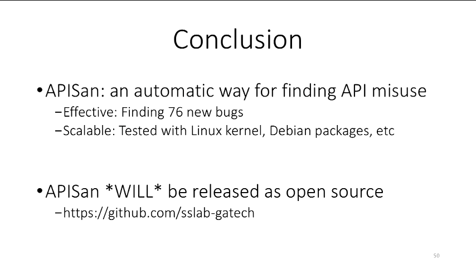I want to conclude this talk. API Sanitizer is an automatic way to find API misuse. It is effective. We have found 76 new bugs, and it is scalable. We have tested it on the Linux kernel and Debian packages.